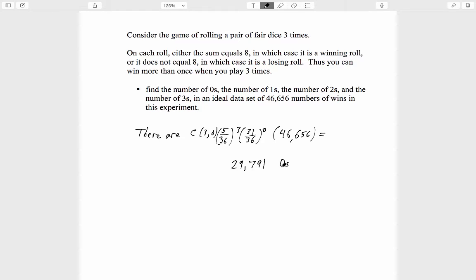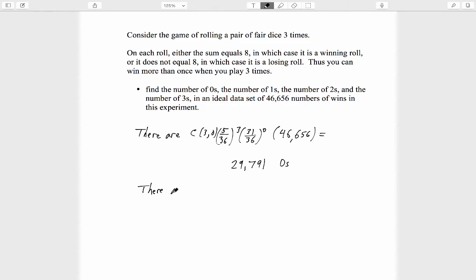Of the 46,656 numbers of wins that constitute an ideal data set, just under 30,000 of them are zeros. We computed in the last video that there is about a 63.85% chance of getting 0 wins in 3 rolls of the dice, and therefore 63.85% of the total number of outcomes in the ideal data set equals this many outcomes, 29,791 of them, that are zeros. This is the proportional share of zeros corresponding to the likelihood of getting a 0.